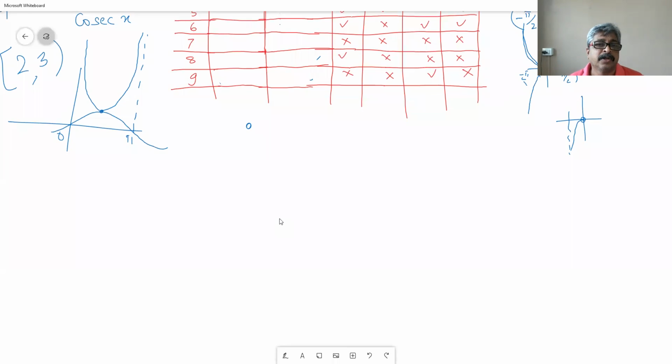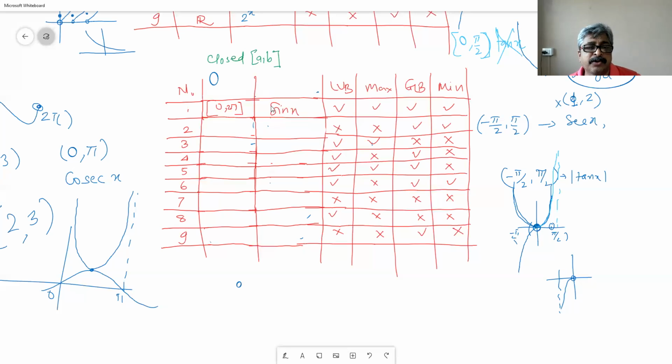Okay. The only function that you can give is for the first, 0 to 2 pi closed interval, sine x has LUB maximum, GLB minimum. But for the rest, you struggle to get the function.